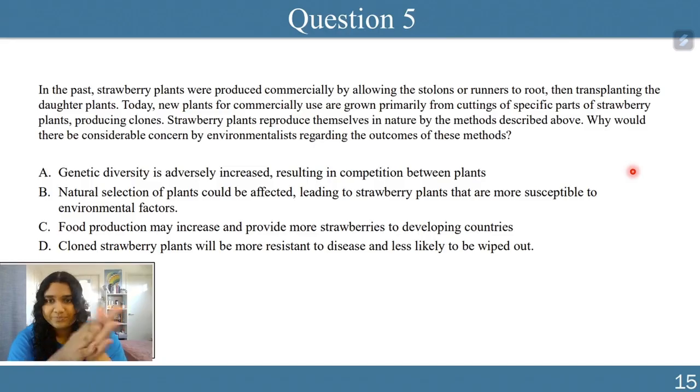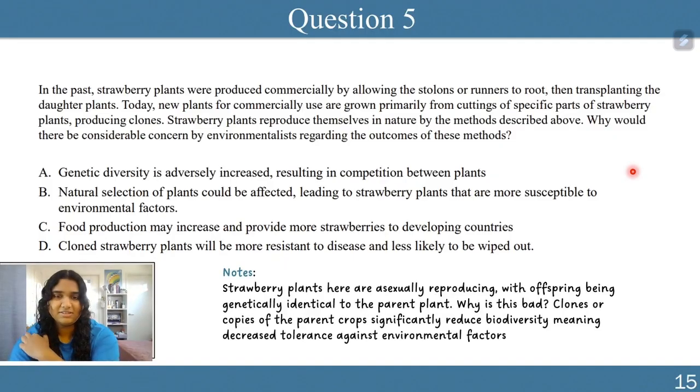Okay, pause the video, get the question done, and here's the answer. Strawberry plants, once again, are asexually reproducing, and what that means is offspring is genetically identical to the parent plant. This can be really, really good if the parent plant is super convenient for the farmers, and that was what the previous question is about.